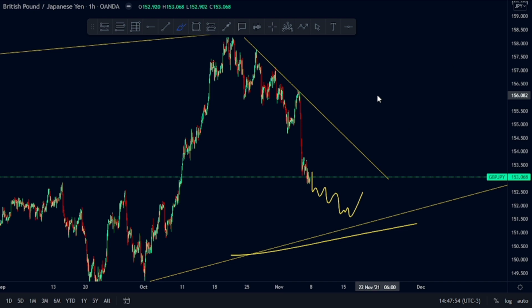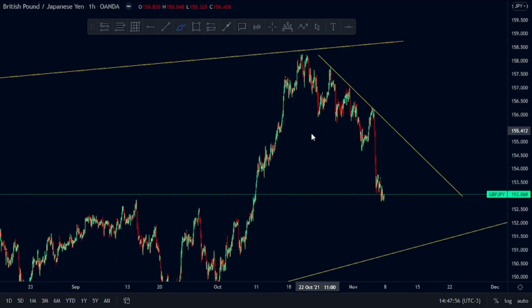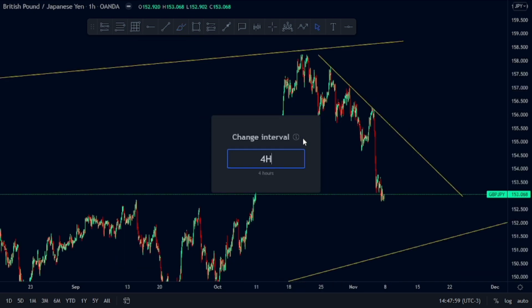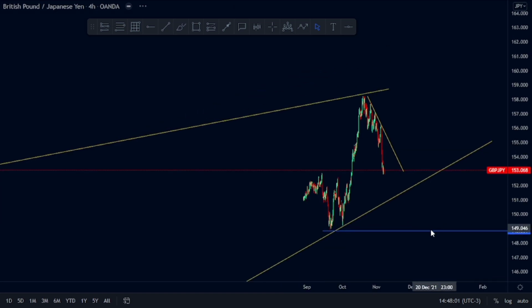Price, read it and follow it. Don't dictate it, don't force direction, just read what the market is saying to you. So now this is the 4-hour. Let's go back to the 4-hour time frame.